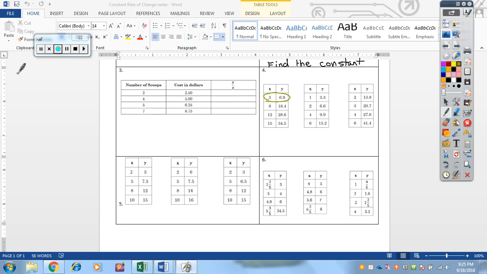So I have y divided by x, and I don't even have to label these tables. Look how nice that is. Here's your y, and here's your x. Go ahead and do that division. So here's where I write it. Once I get my answer, I write it on the table somewhere, maybe in between. That way I know from 3 to 6.9 is 2.3.